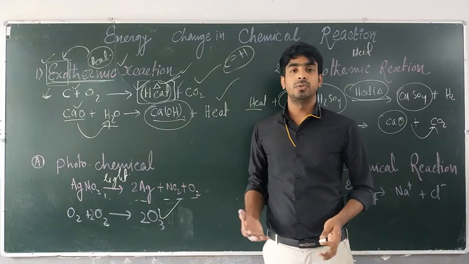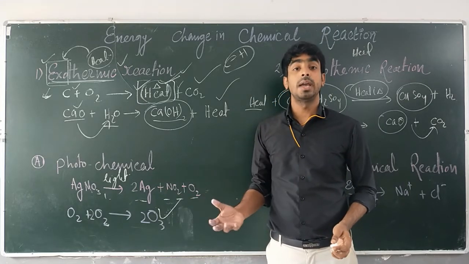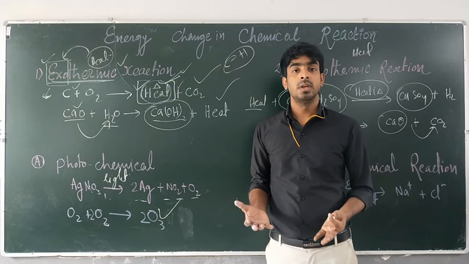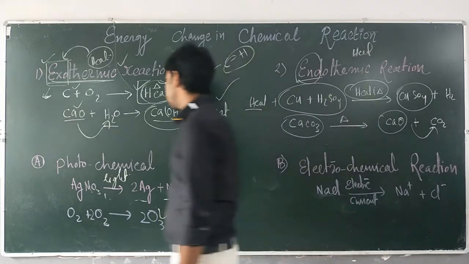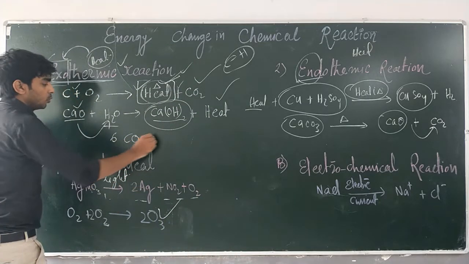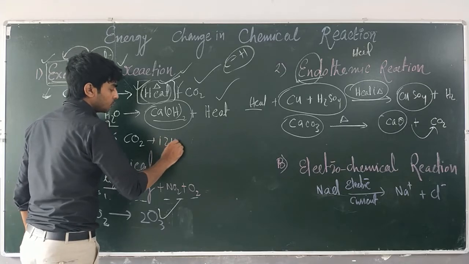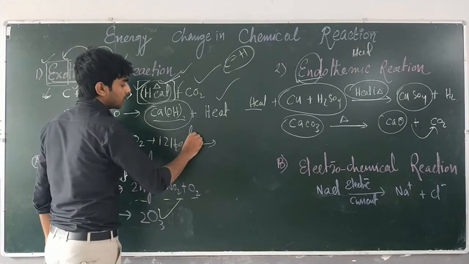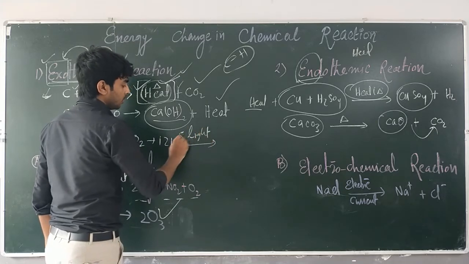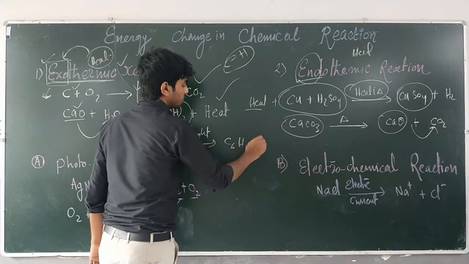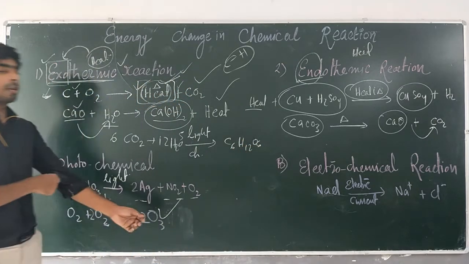A kind of reaction which is happening because of the light. One of the very common examples of photochemical reaction is photosynthesis. What is photosynthesis? Well, 6CO2 plus 12H2O comes into contact with light, that means sunlight, and chlorophyll, then forms C6H12O6. This is the reaction you remember?